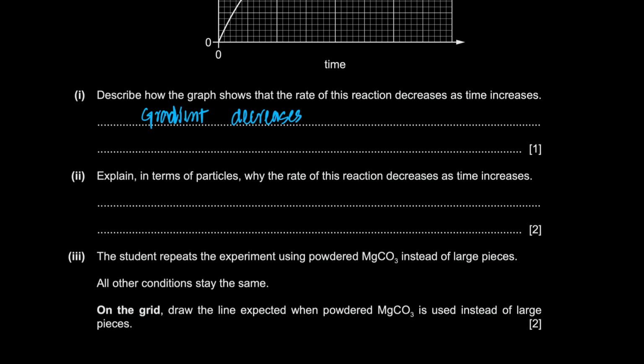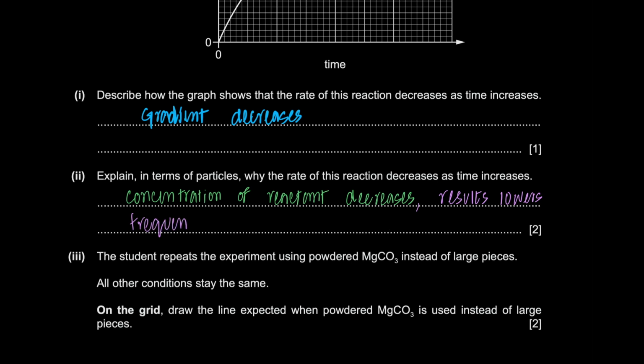Explain in terms of particles why the rate of this reaction decreases as time increases. As time increases, the concentration of, I guess it's better to say, reactants decreases, which results in a lower frequency of collisions. Voila.